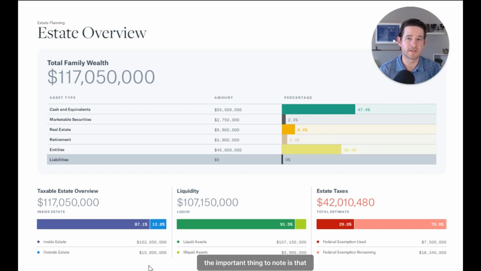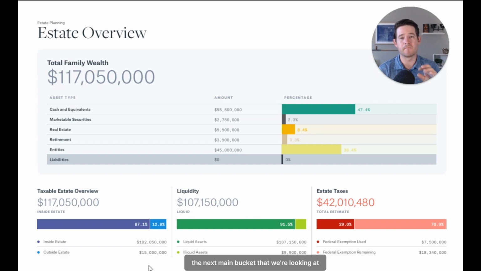The important thing to note is that when you hear the term inside of your estate or outside of your estate, anything inside of your estate is going to be subject to estate taxes, both at the federal level and the state level. And anything that's outside of your estate is going to be completely outside of your estate from a tax perspective. So whenever you hear that terminology, know that outside of your estate means that you are going to be avoiding estate taxes on those dollars.